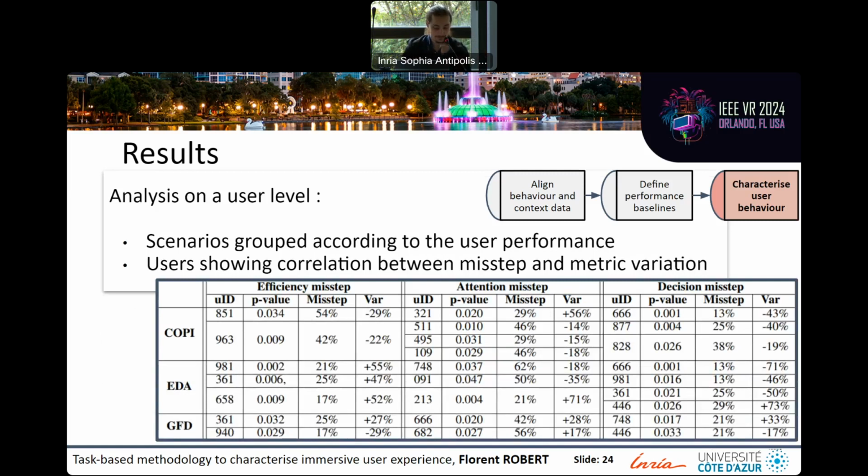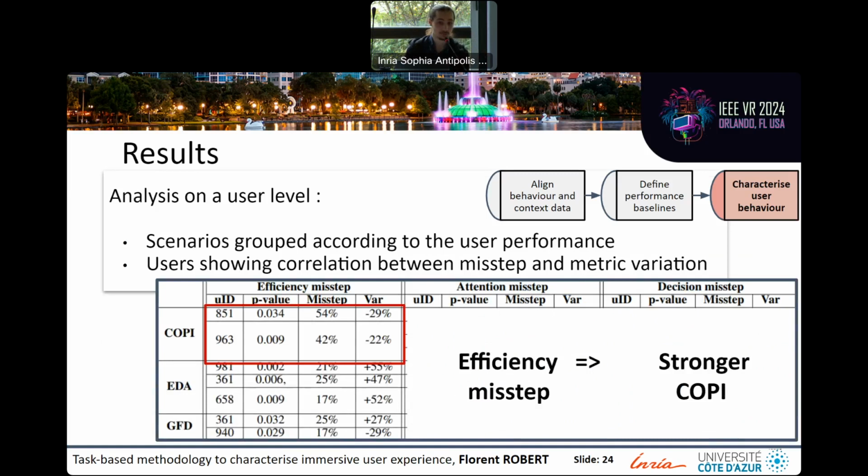What does all this mean? Basically, here we have two users. These two users did 54 and 42% of missteps in all the tasks they did, and we can see a variation of -29 and -22. What that means is that when these users were doing an efficiency misstep, their COP, so their body inclination, was stronger. So this way we identify a user profile that can be linked with a common error.